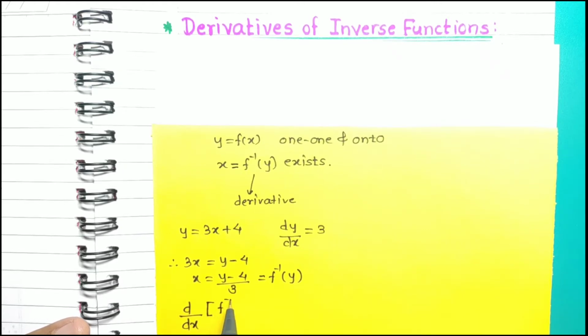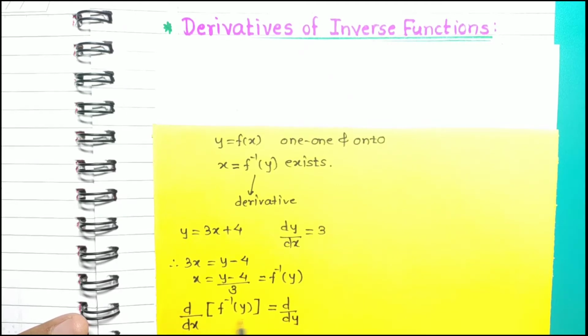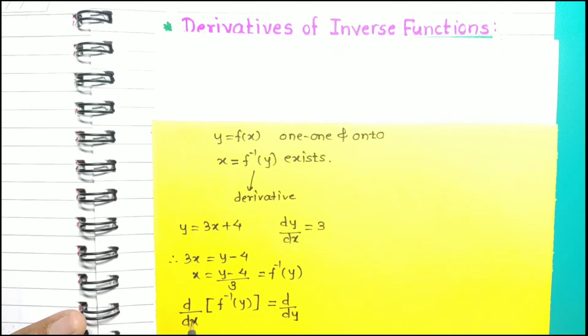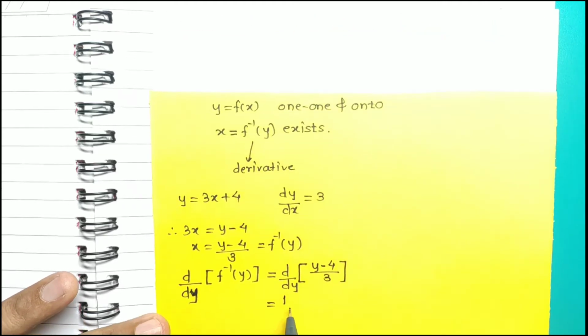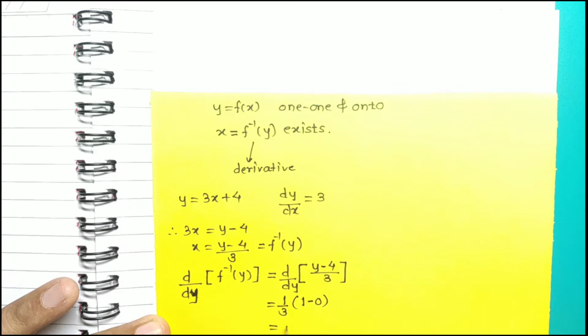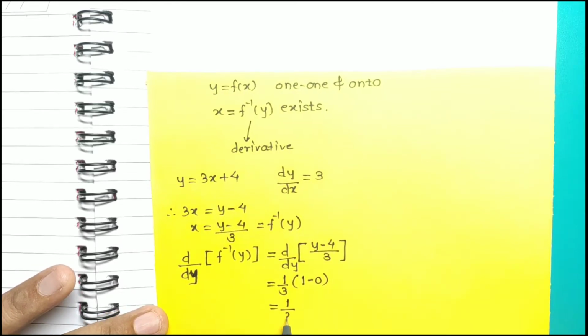See, the derivative of f inverse of y. Here it is not d by dx. We have to differentiate this inverse function with respect to y. Since it is in terms of y, this is d by dy of (y minus 4) by 3. 1 by 3 is constant, and the derivative of y is 1, minus 4 is constant so its derivative is 0. So the derivative of this inverse function is 1 by 3.